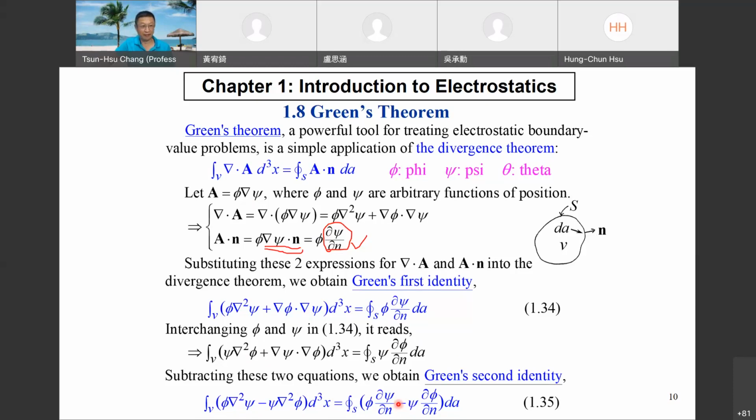自找麻烦. Okay, is that true? Of course not. Although we have 4 terms, later on, we can simplify into 2 or 3 terms, depending on the boundary value problems. Okay.